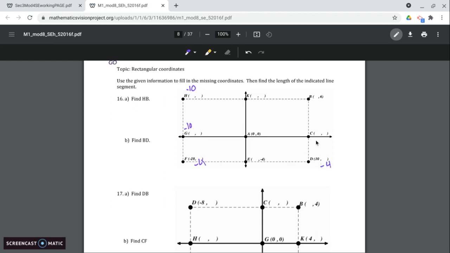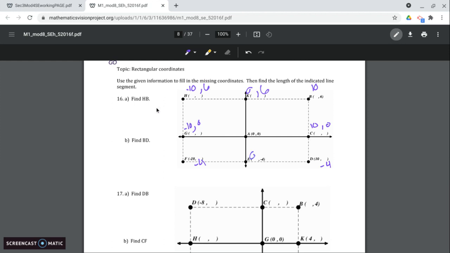D has an x value of 10, so C also has an x value of 10, and B also has an x value of 10. Now B is up here at a +6, so that means K is at a +6, and H is at a +6. Now, the origin is right here, so that means this is 0, and this is 0, and this is 0, and this is 0.